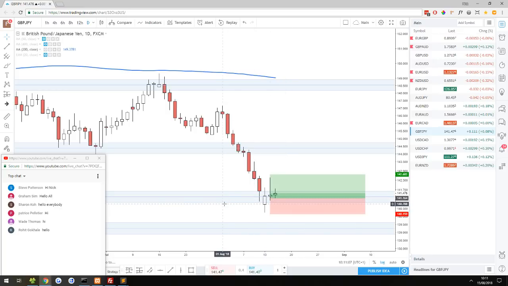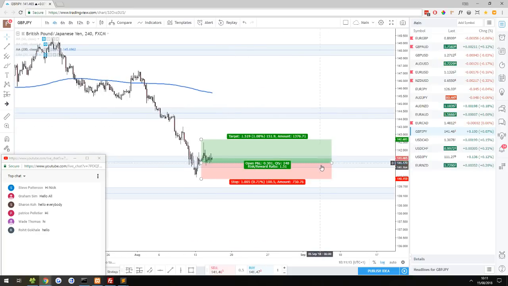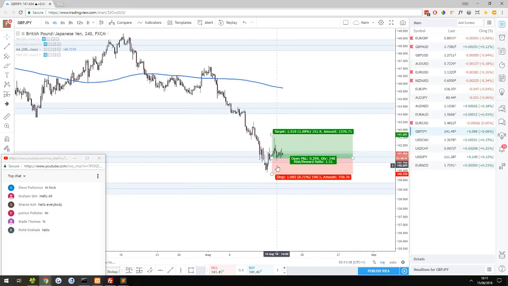GBPJPY. What was I doing with this? Why do I have a thing there? I didn't enter a trade here. I can't remember why I put this up though. I think I was... Oh, yeah. Someone asked me about a trade on this one.